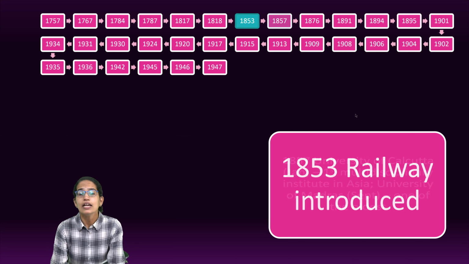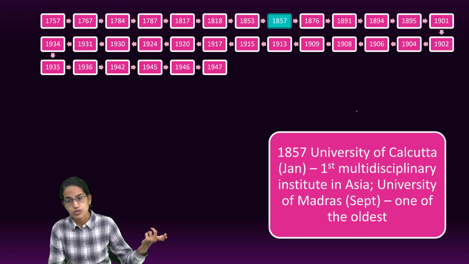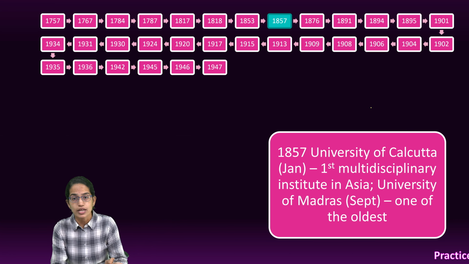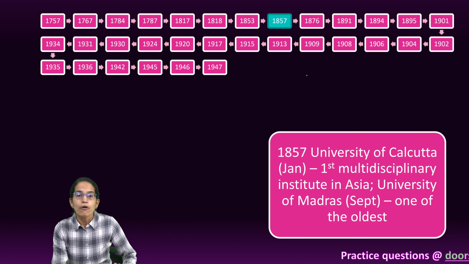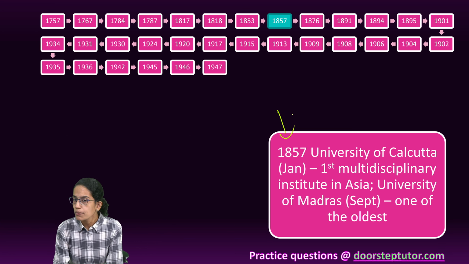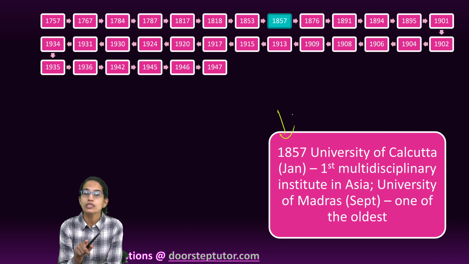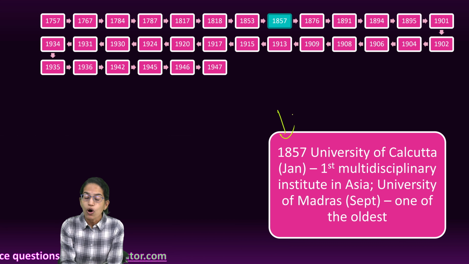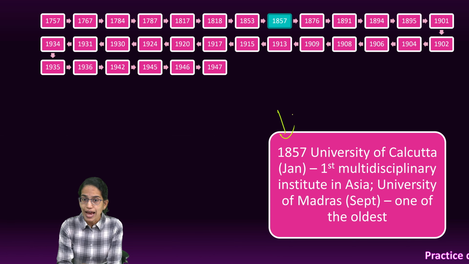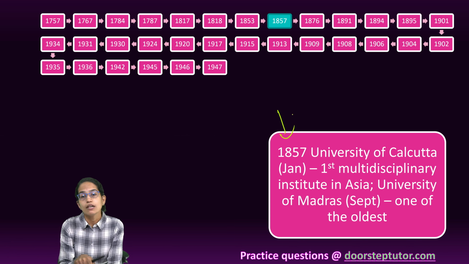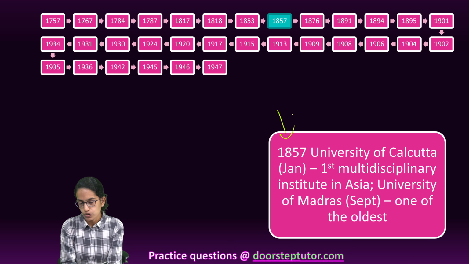So definitely it was the development of the industrial revolution there, and their need to sell the products in their colonies. Now, in 1857, two important remarkable developments happened. First was the establishment of the University of Calcutta, which was the University of Calcutta at that time. The new name is Kolkata. Now, the University of Calcutta, which was established in January, was the first multidisciplinary institute of Asia.